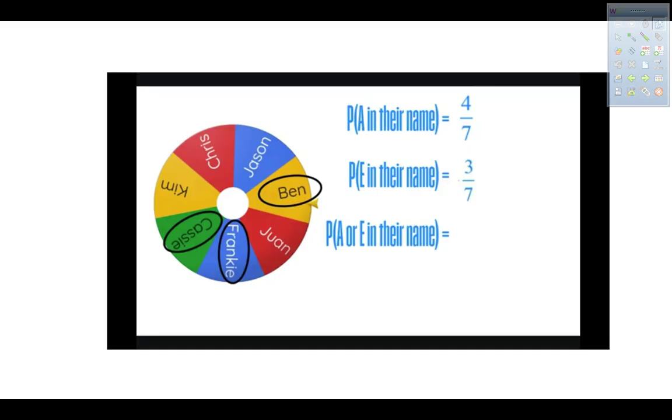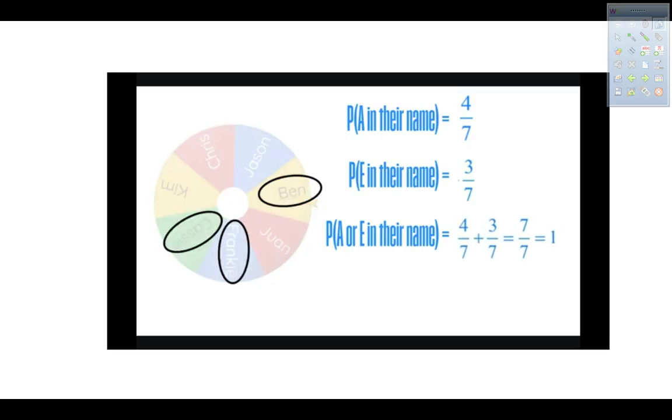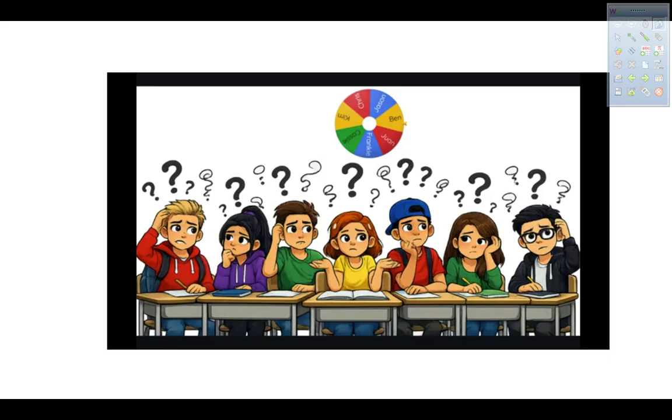So if we were to add the probabilities of A to E, we would get 4 sevenths plus 3 sevenths equals 7 sevenths, which is 1 or 100%. But wait a minute, that doesn't make any sense, because that would mean that when Miss Diamond spins the wheel, she is 100% going to pick someone with an A or E in their name.